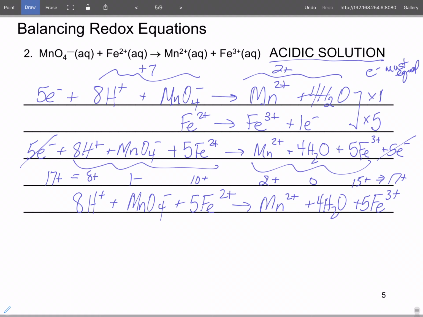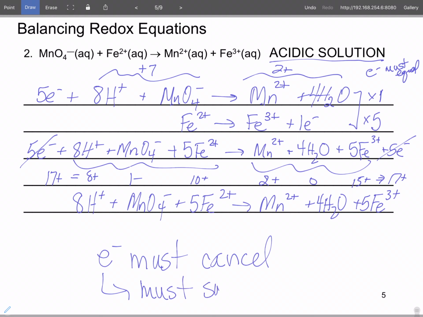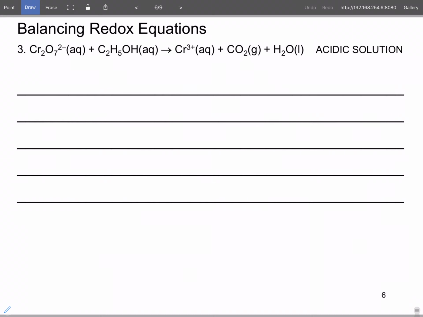No problem. Remember, the electrons must cancel. So what that means is they must have the same number. So that would mean that if you had 2 here and 3 here, this one's going to be multiplied by 3 and this one's going to be multiplied by 2. If you had 4 and 2, this one's by 2 and this one's by 1. Okay, you just need to make sure they balance. All right, let's work the next one.